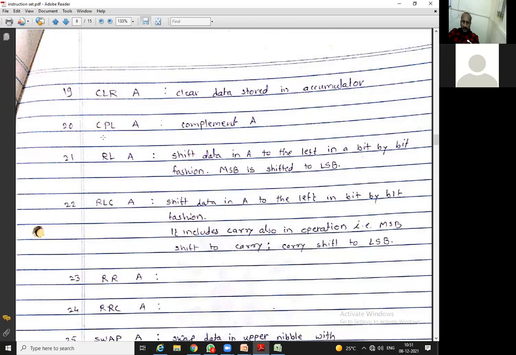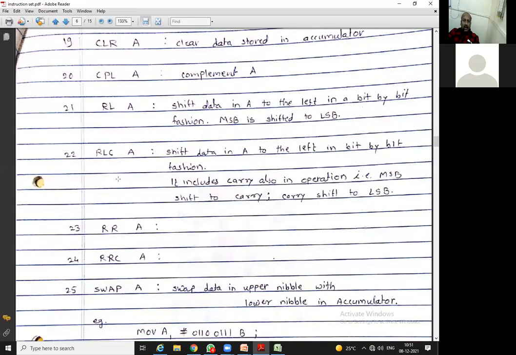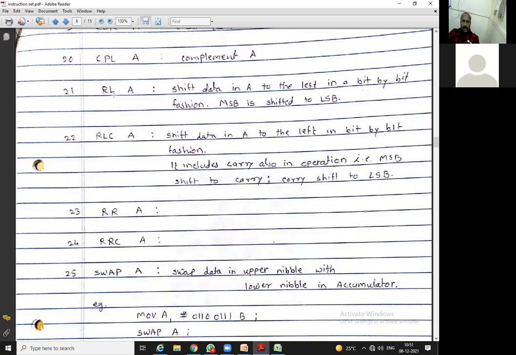CPL A, different from CLR, CPL A means complement. Whatever the value is stored in this A, that is the accumulator, is going to be complemented. 0 असेल तर 1, 1 असेल तर 0. That is what. Next one, that is the RL A. So RL, rotate left. Rotate left. So shift the data in A to the left in a bit-by-bit fashion. MSB is shifted to LSB. So this is what is going to be done in this RL A.